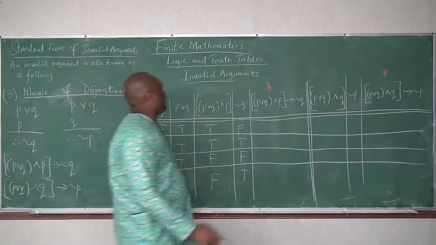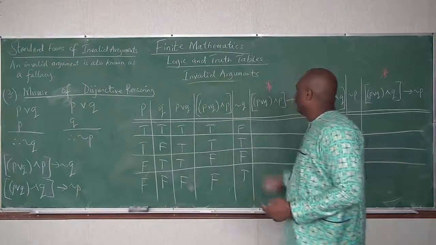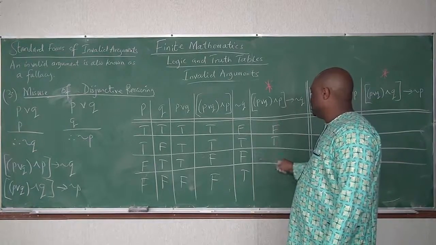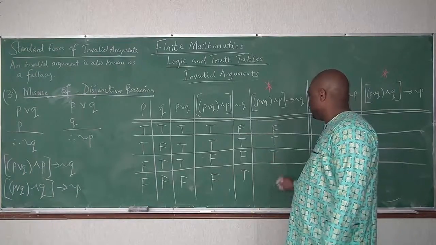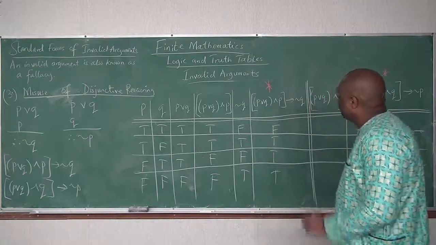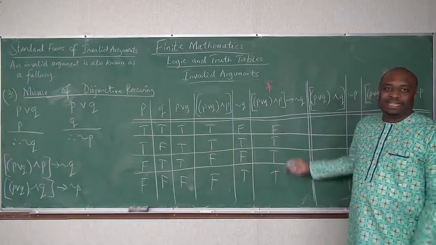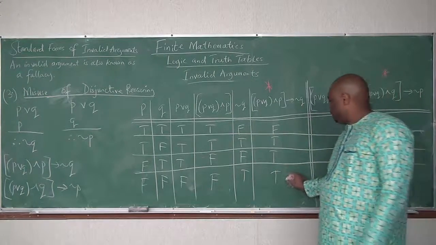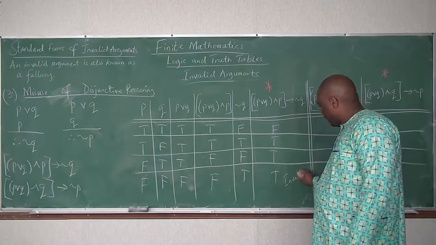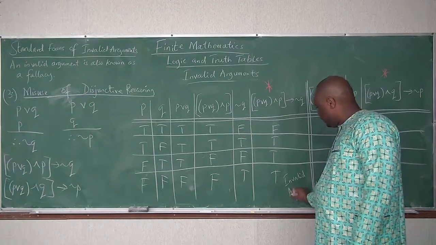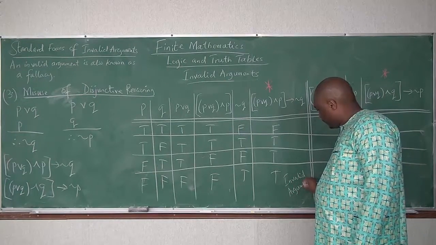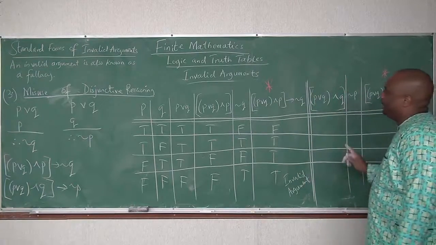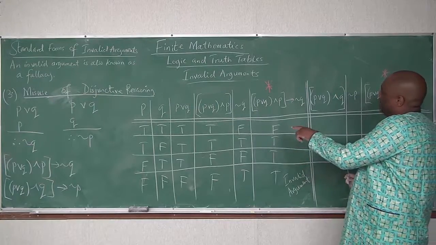Then true implies false is what? False. True implies true is true. False implies false is true. False implies true is true. So because of this, it is not a tautology. Invalid argument. It's not a tautology.